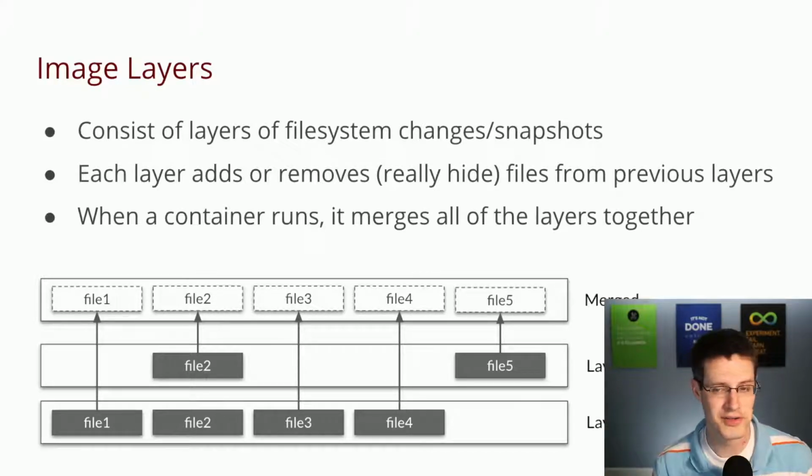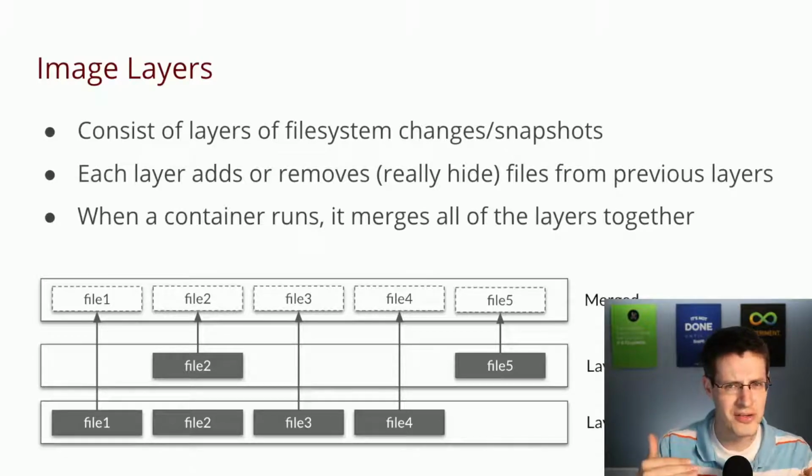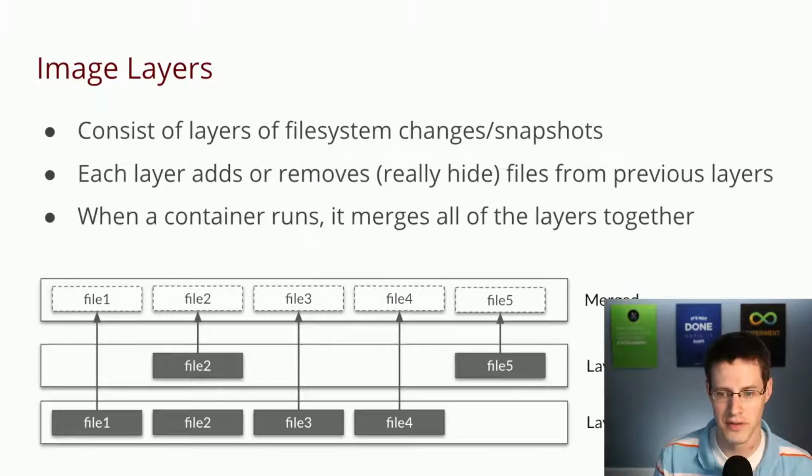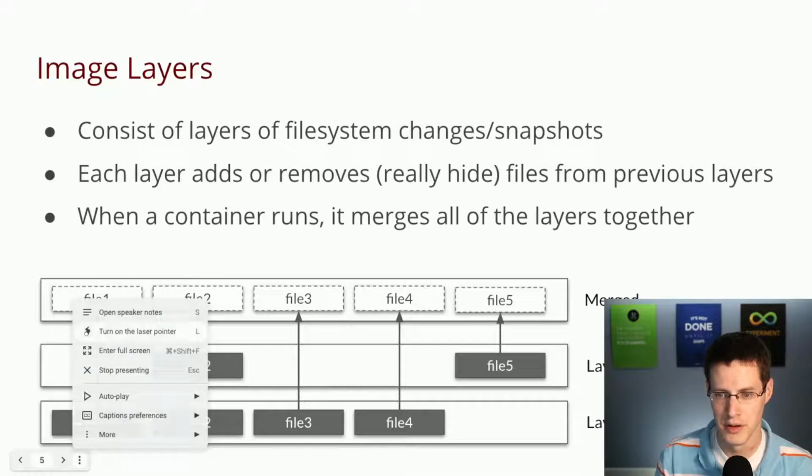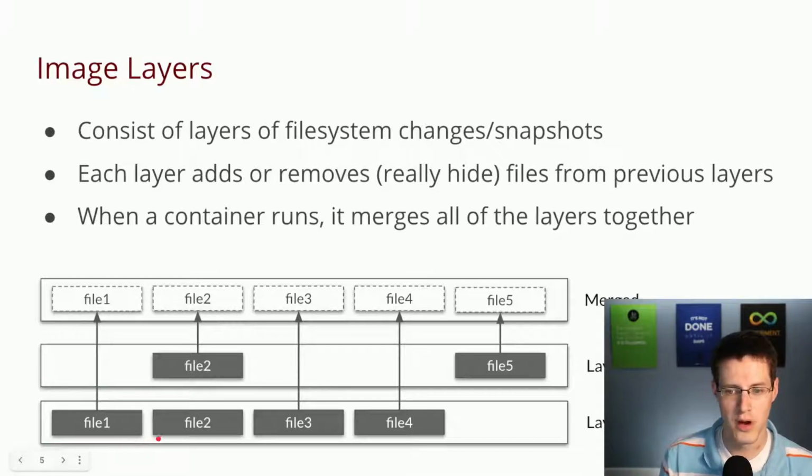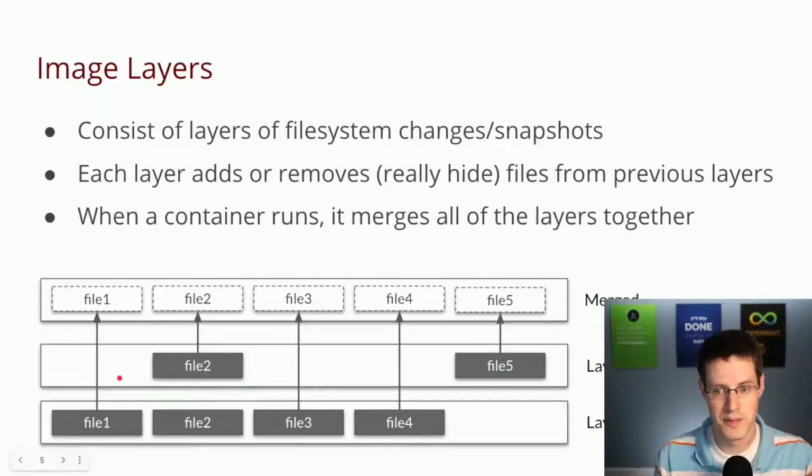The container doesn't really know that there are multiple layers going on, but there are, and they're all being merged together. If I grab my laser pointer here, layer 1 adds files 1, 2, 3, and 4. And layer 2 is maybe making a change to file 2 and adding a file 5. Then when our container runs, all these layers being mashed together give us files 1, 2, 3, 4, and 5.